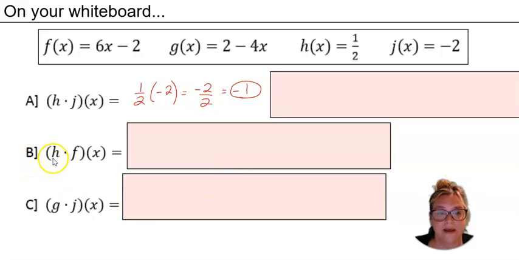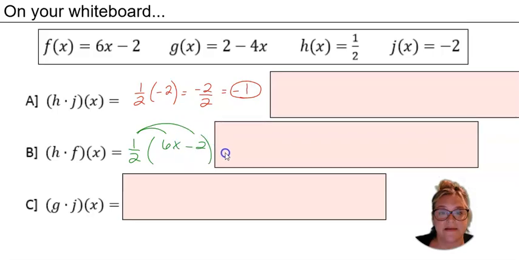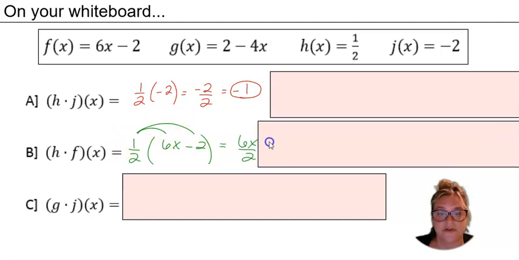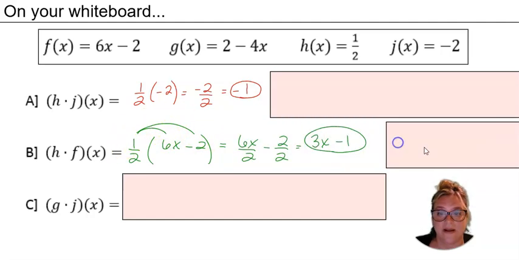In B, we have h times f of x. H of x is 1/2. F of x is a binomial, 6x minus 2. So we're going to need to group that binomial in parentheses and then distribute. So we've got a 1/2 times 6x, which is 3x. 1/2 times -2 is a -1, and that's 3x minus 1.